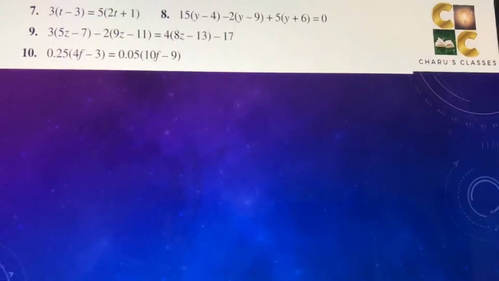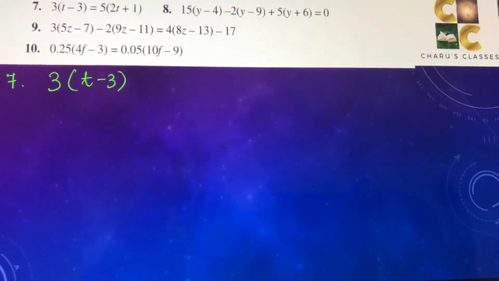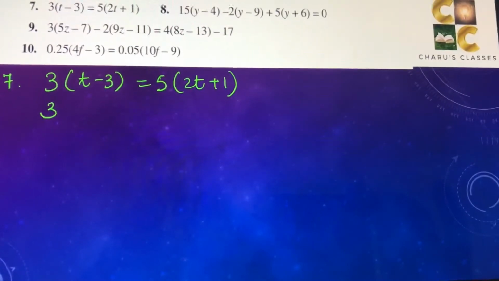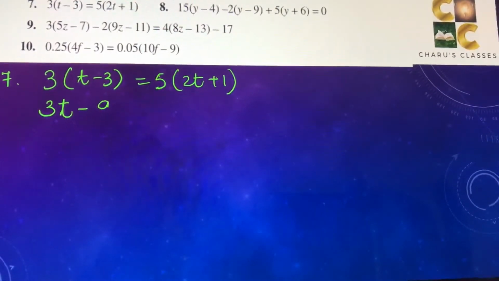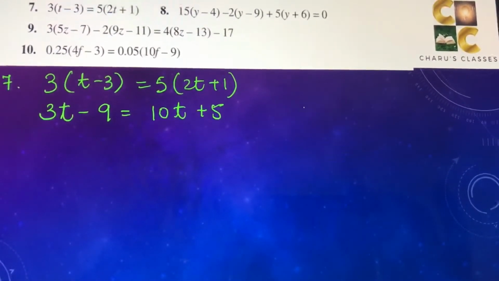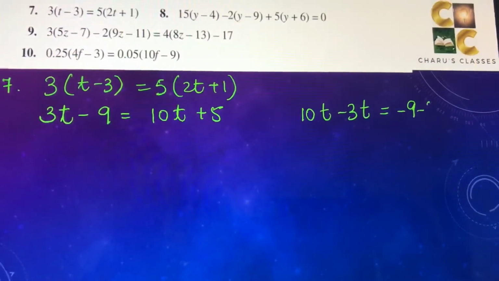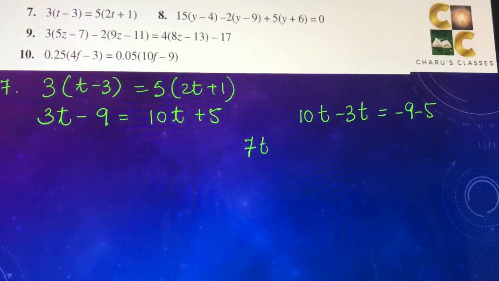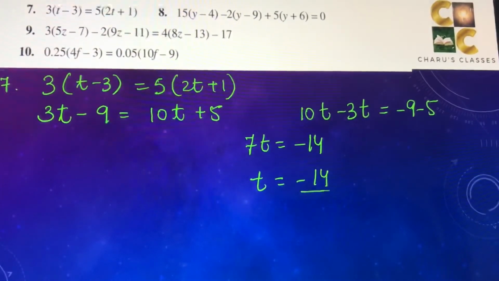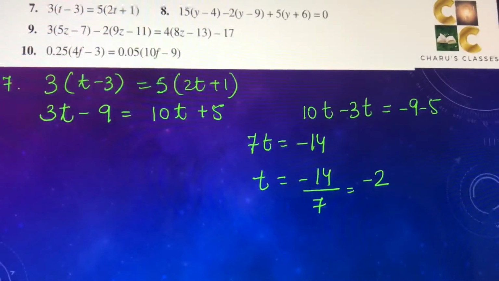Simplify and solve the following linear equations. Question number 7. 3 into (t minus 3) is equal to 5 into (2t plus 1). So multiplying 3 with both, 3t minus 9 is equal to 10t plus 5. Or we can say 10t minus 3t is equal to minus 9 minus 5. 7t is equal to minus 14, or t can be written as minus 14 by 7, which gives us the value of t as minus 2.